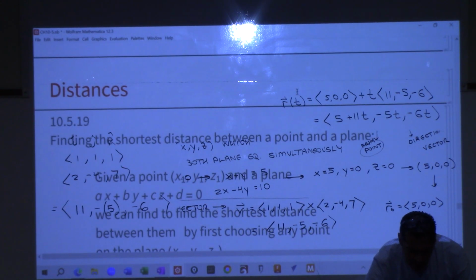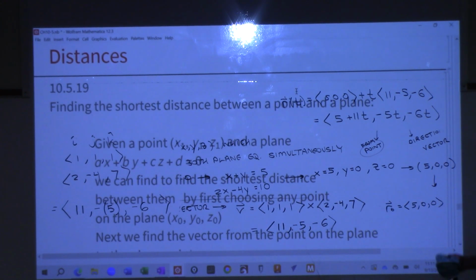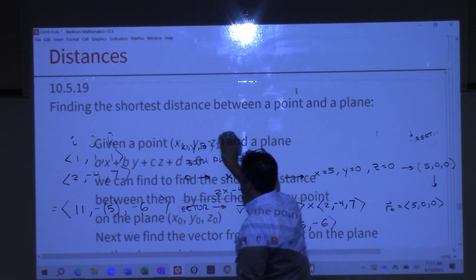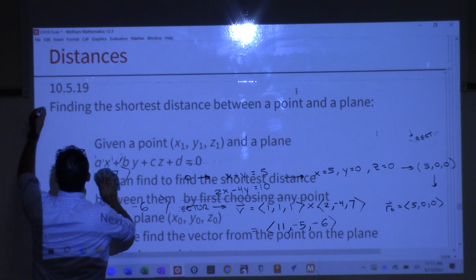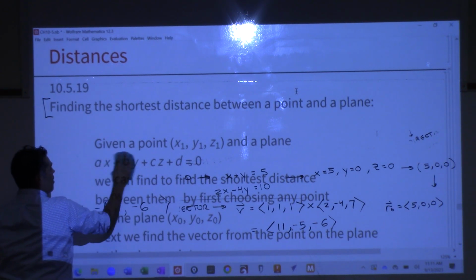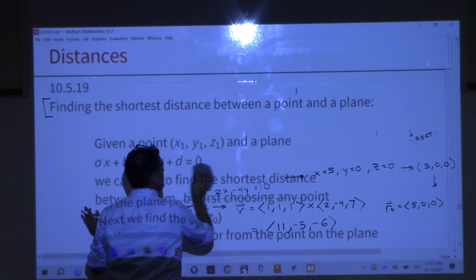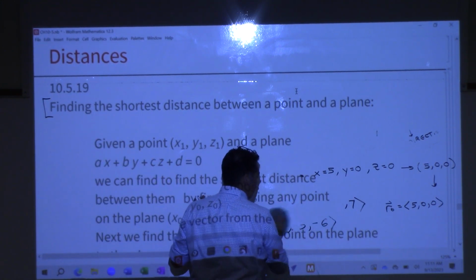All right, let's talk about distances. First, what we're about to talk about here is how you find the shortest distance between a point and a plane.